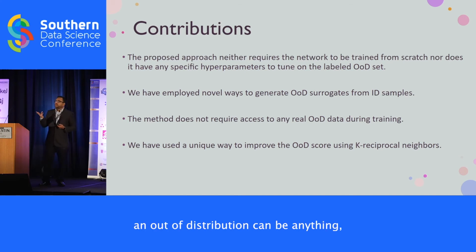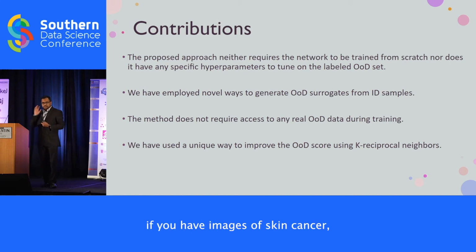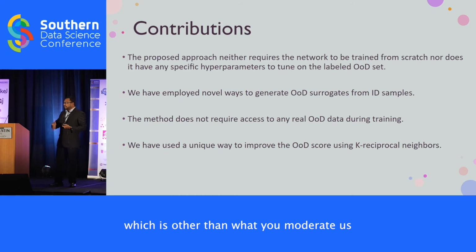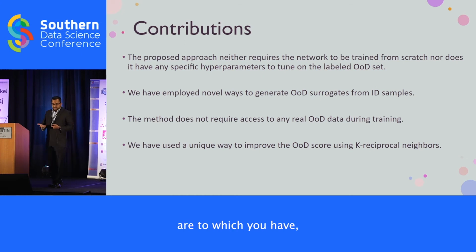If you realize, out-of-distribution can be anything. If you have images of skin cancer, out-of-distribution can be images of a car, cat, dog, anything in the world other than images of skin cancer. So it's a very challenging and difficult problem how you can train for something which is other than the data set which you have.